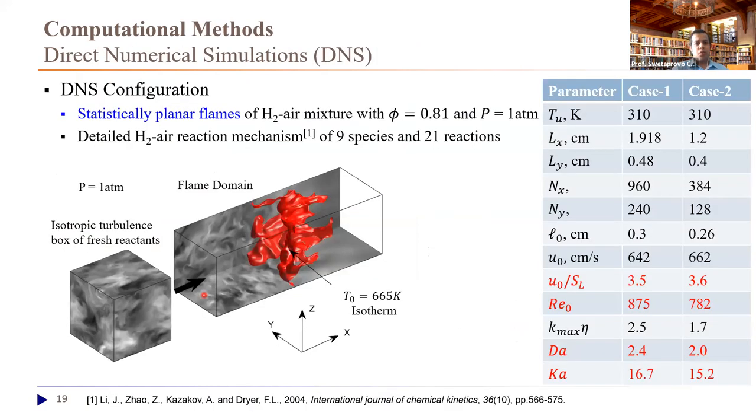Okay, so here are the DNS details and the configurations that we're going to look at. This represents statistically planar flames of hydrogen-air mixtures at an equivalence ratio of 0.81, with a detailed hydrogen-air reaction mechanism. The way we do it is that we have a cuboid in which we have a planar flame, and then we precompute homogeneous isotropic turbulence in a box, and then we inject this homogeneous isotropic turbulence through the inlet face into this cuboid domain, and it interacts with this planar flame, and it stretches and wrinkles it at a multitude of length scales. So these are the configurations. Reynolds number about 1,000, Damköhler number around 2, Karlovitz number of the order of 10 to 20. Okay, so this is what we're going to look at.